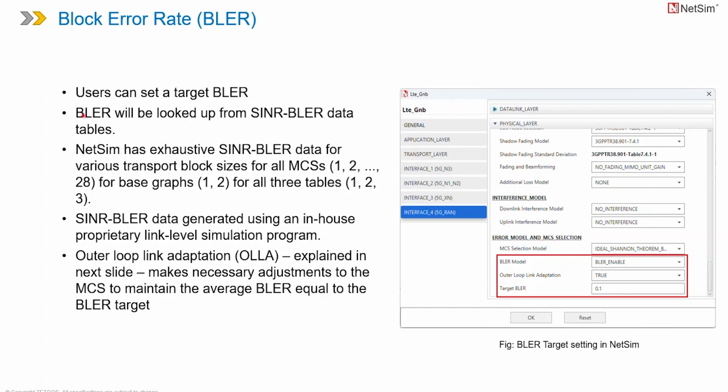Once this is set, NetSim determines BLER from SINR BLER data tables. NetSim has exhaustive SINR BLER data for various transport block sizes, for all modulation and coding schemes, for 2 base graphs, that is base graph 1 and base graph 2, and for all 3 tables, that is table 1, 2 and 3. The SINR BLER data was generated through an in-house proprietary link level simulation program, and the results have been validated against published literature. The outer loop link adaptation or OLLA feature in NetSim is responsible for making necessary adjustments to the MCS to maintain the average BLER equal to the target set by the user.